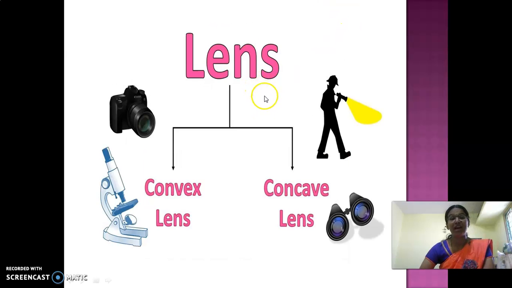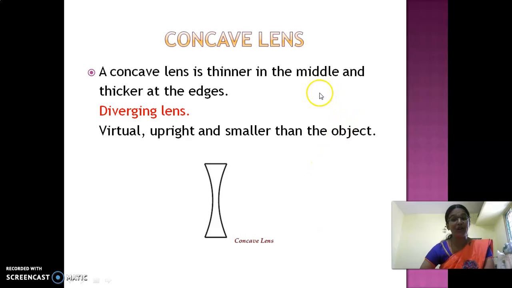As I told you, we have two types of lens. They are convex lens and then concave lens. First I will tell you what is meant by concave lens. A concave lens is thinner in the middle. Just have a hint of it, children. Look at the center portion. They are thinner, whereas the edges are thicker. A concave lens is thinner in the middle and thicker at the edges.